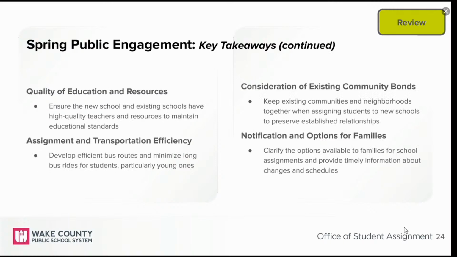A few more topics that came up as key takeaways from these spring public engagement events. Again, talking about assignment and transportation efficiency, our community is well aware of our bus driver shortage, and they're acting on that same information, saying, hey, anything we can do to make it easier for kids to get to and from school, we as families would support as well. And then the consideration of existing community bonds really partners with that cohort continuity, but it looks at it slightly differently and says, hey, if we're a community, if you can try not to split our community up into too many different schools, that would be much appreciated.